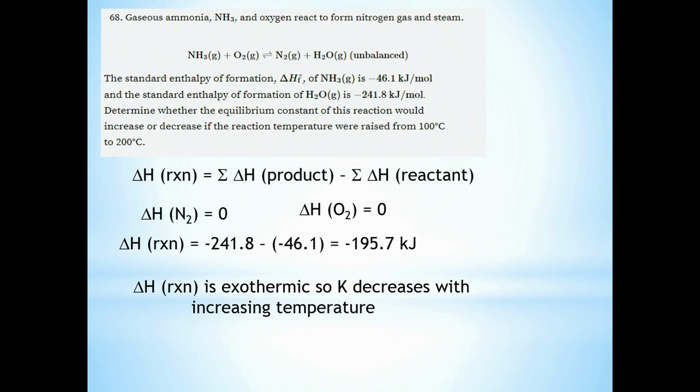This reaction is exothermic. So increasing the temperature of this reaction is a bad thing. This reaction prefers to go at lower temperatures.